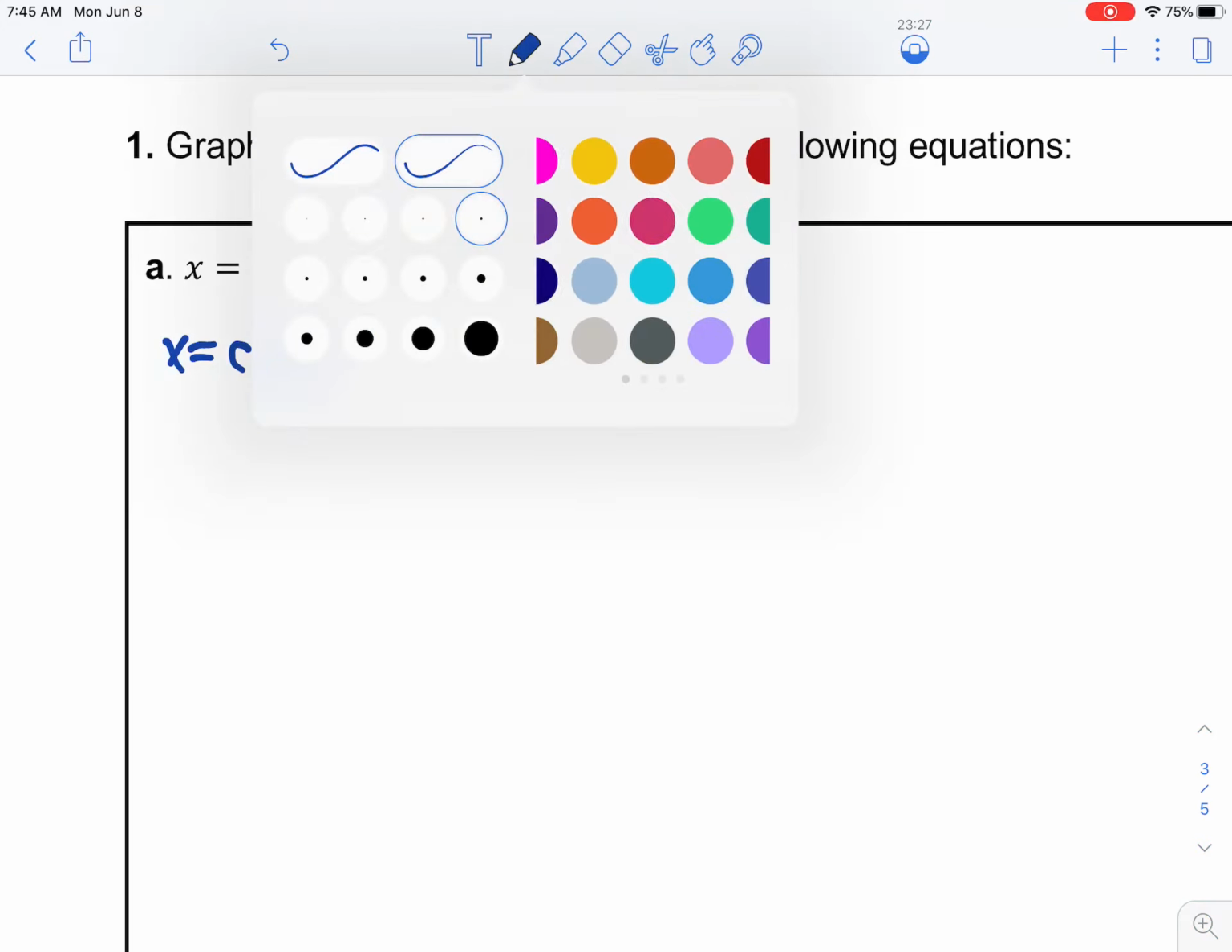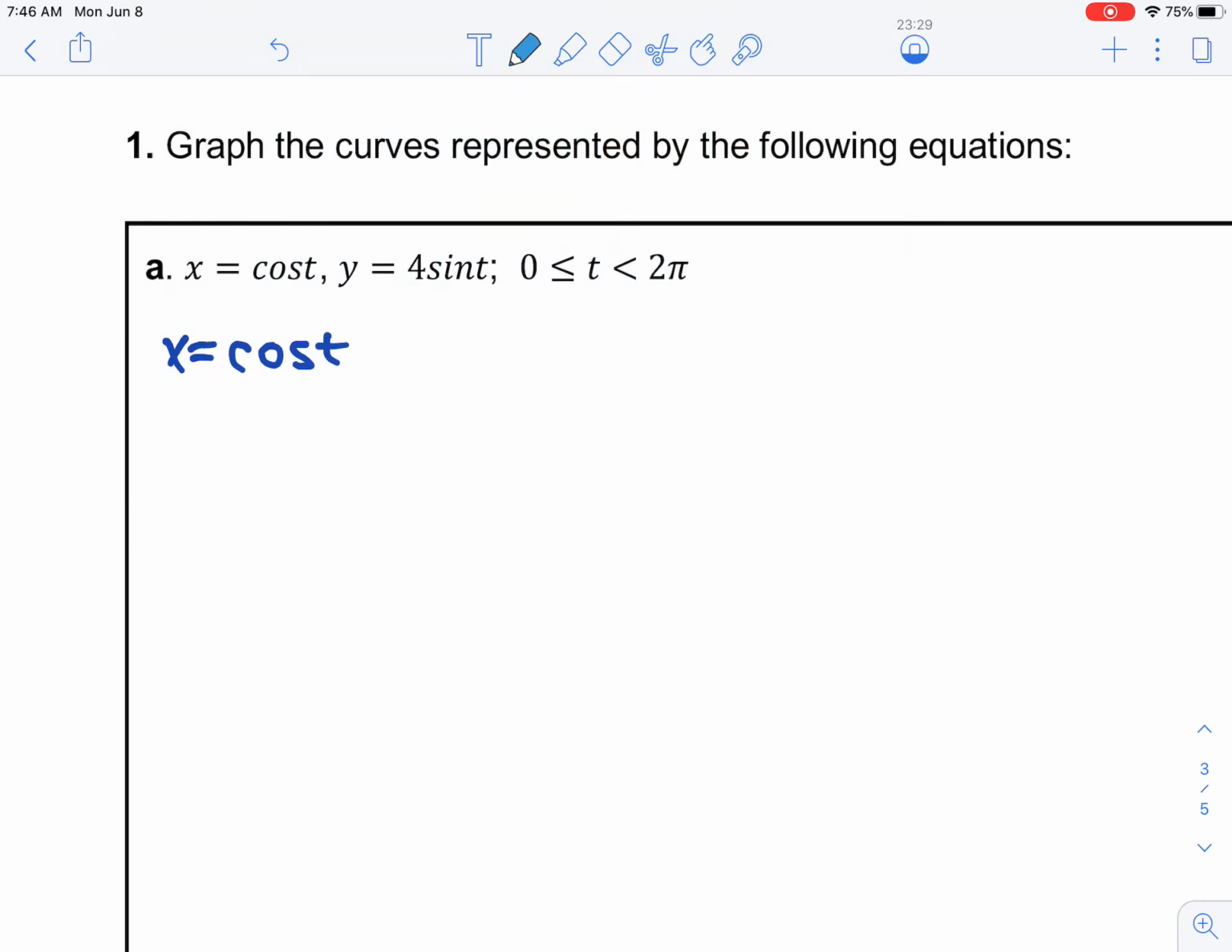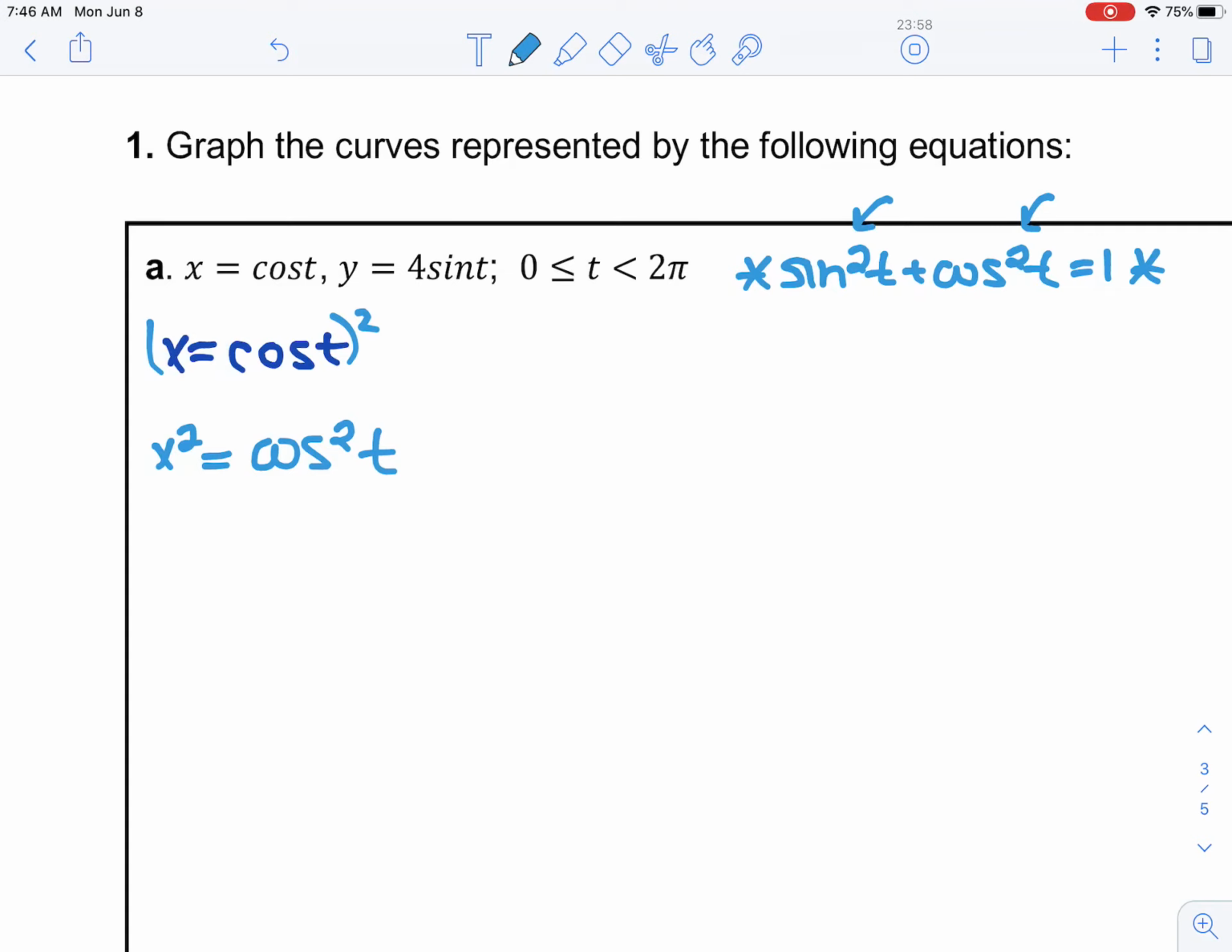And as a reminder, what I'm doing is trying to get to a point where I can use the Pythagorean identity: sine squared of an angle plus cosine squared of that same angle is simply equal to 1. So again, wanting the trig function squared. To accomplish that, we'll square both sides of this equation, and that will give us that x squared is equal to cosine squared t.